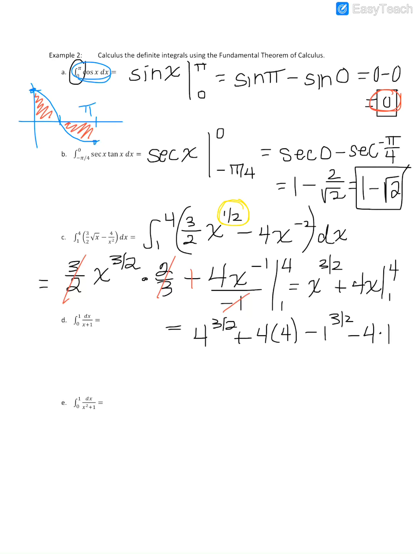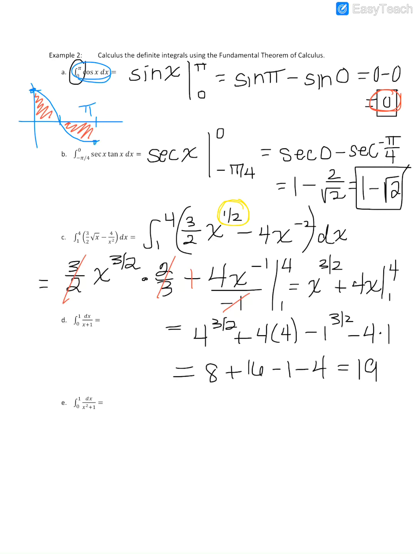Notice both of those were minuses because I'm minusing the whole thing. Okay, 4 to the 3 halves. Square root of 4 is 2. 2 to the 3rd is 8. Plus 16 minus 1 minus 4. So this would give me 24 minus 5, which is 19. Okay, wait, I made a mistake.